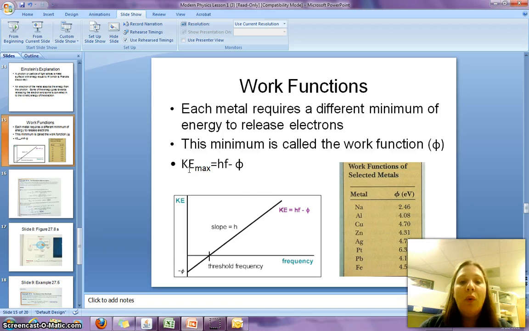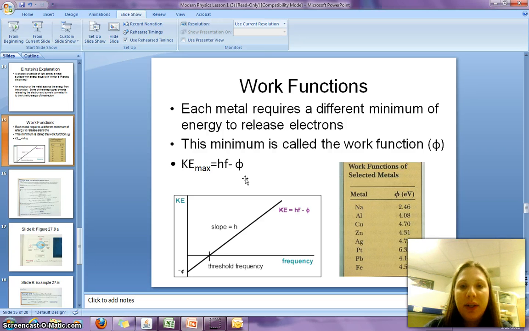Now, another cool thing is, this looks like the equation for a graph, right? So h would be the slope of my line. This is the same as I saw before, maximum kinetic energy here, and then frequency here. This is y equals mx plus b. Remember, b is the y-intercept. So if I were to extend my line below the x-axis, where it would hit the y-axis, the y-intercept, is actually the work function for that metal.